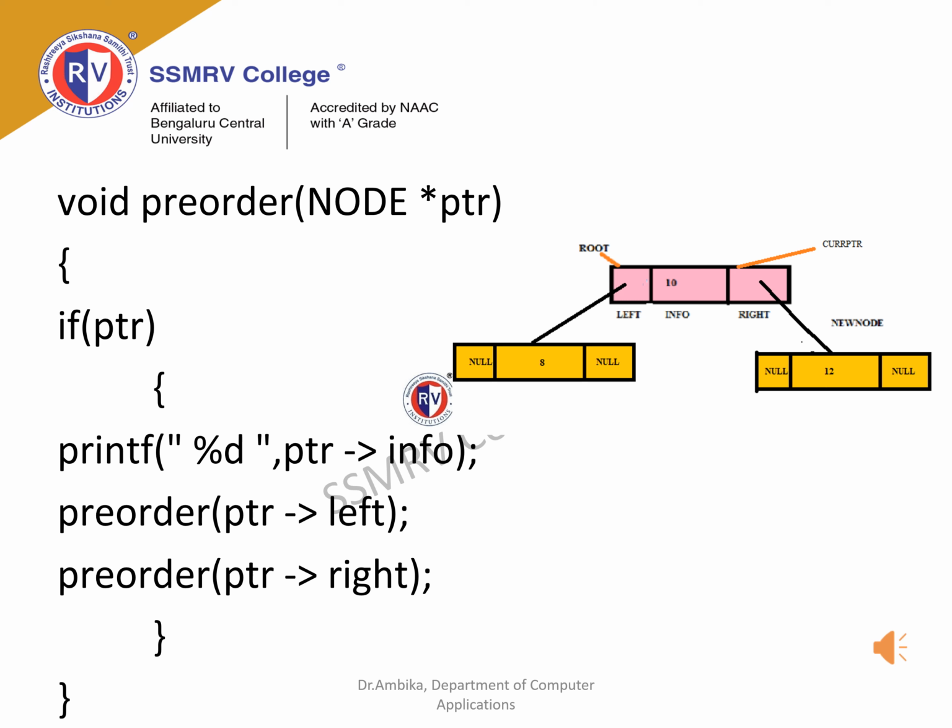Preorder is again called. In this left subtree, the PTR points to 8 and the same is displayed. Again the preorder is called, to which PTR right is passed as a parameter. PTR will point to 12 and the same is displayed. So we get the items in the order 10, 8 followed by 12.